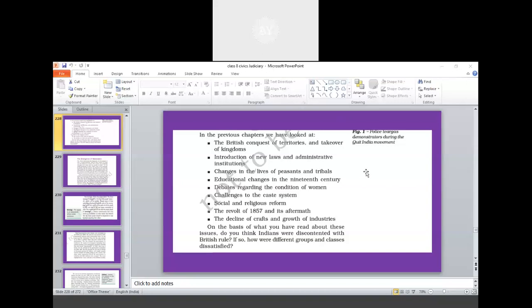Then debate regarding condition of women. Which chapter? Chapter 8, Women Transformed. Challenges to the caste system, same chapter. Social and religious reforms, same chapter. The revolt of 1857. Chapter number 5, Rebels. So we studied all these aspects of the British East India Company in the chapters mentioned.